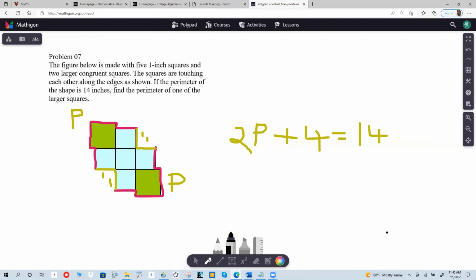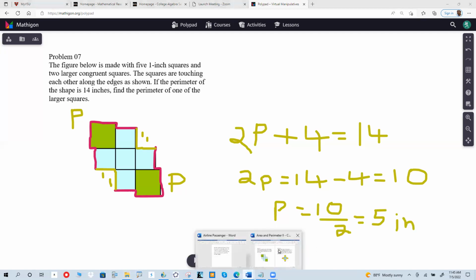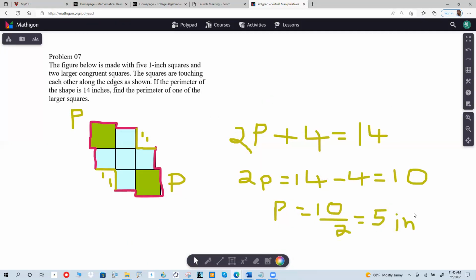Now you have to solve for P and you'll have it. And what do we have here? 2P equals 14 minus 4, which is 10. And P is equal to 10 over 2, which is 5. So the perimeter of my green square has to be 5, and the unit should be inches. I will check my answer. Number 7, hopefully is 5. Yep, it's 5. So we're good. So we wrapped up number 7.